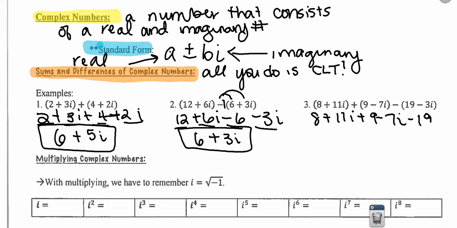So the first thing I'm doing is distributing that negative on my last parenthesis. So now I'm going to combine. 8 plus 9 minus 19. 8 plus 9 is 17. Minus 19, that's -2. And I'm going to cross them out so I use them. 11i and -7i make 4i. 4i and 3i make 7i.